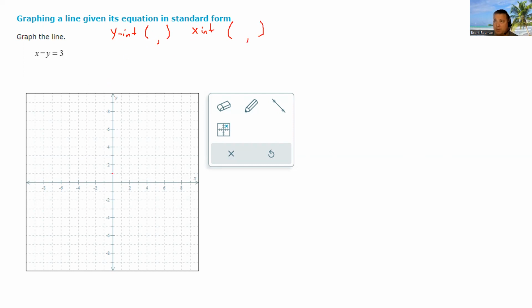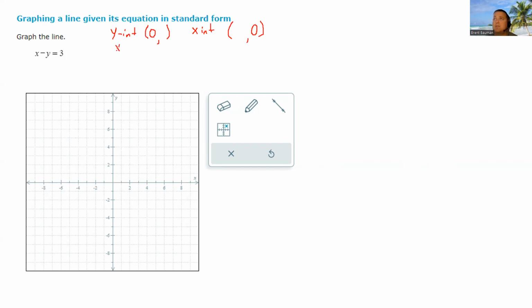The y-intercept is where it's going to cross the y-axis. So the x value is going to always be 0 on those. So you don't want it to move left or right. You want it to stay on the x or y-axis. Same idea for the x-intercept. Your y value is going to always be 0 because you don't want it to move up and down. You just want it to know where it is left and right.